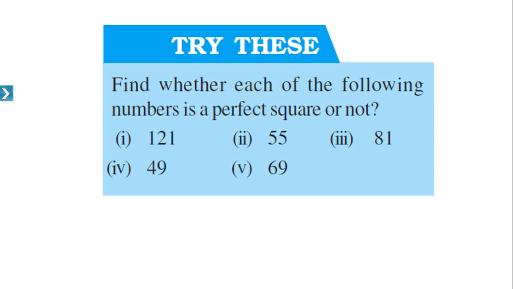Now try this. Find whether each of the following numbers is a perfect square or not. You can say directly whether these numbers are square numbers or not, or you can do the method, that is, subtracting consecutive odd natural numbers from the given number. If you are getting 0, then it is a square number. If you are not getting 0, then it is not a square number, as you go on subtracting odd numbers from the given number.